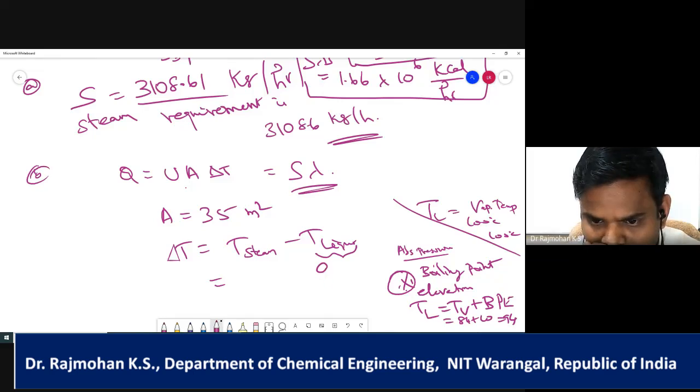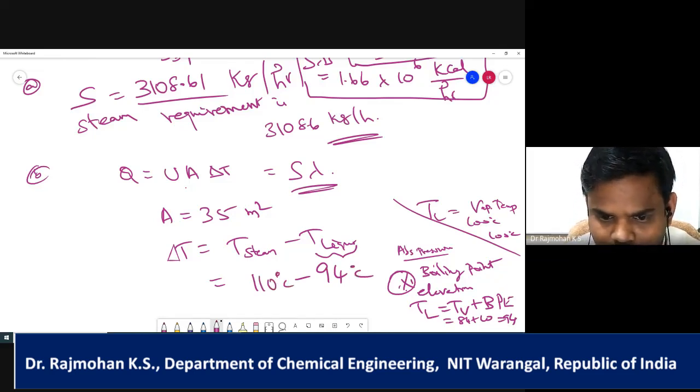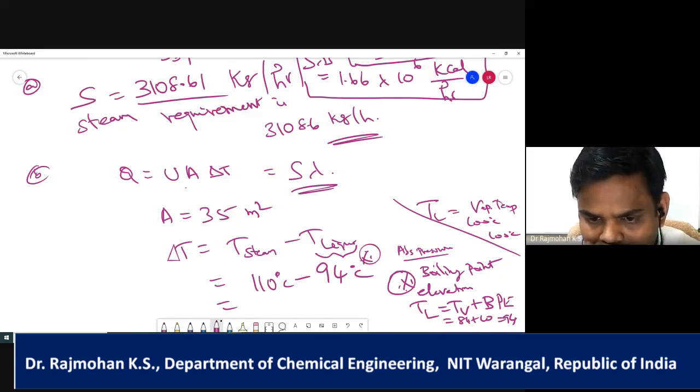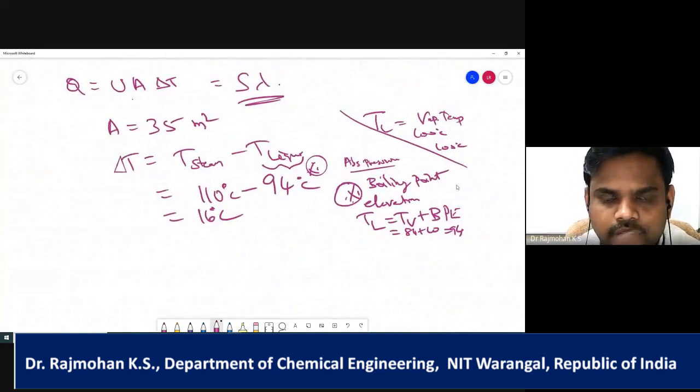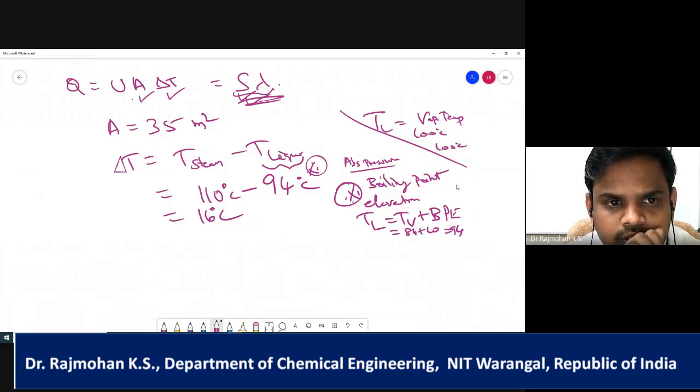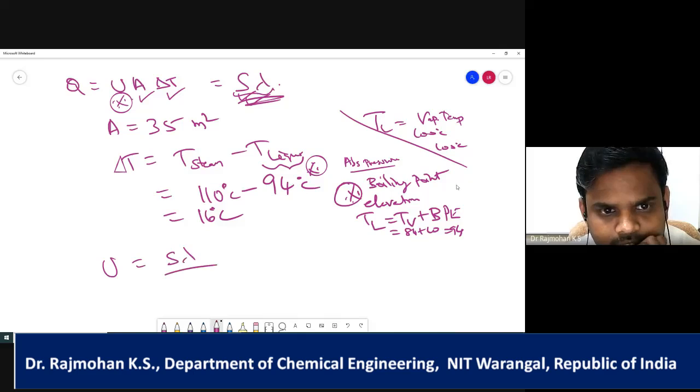So temperature of the liquid is 94. Steam is available at a temperature of 110 degrees Celsius, right? So this is important. This is the difference between previous problem and this problem. So what is the value? 16 degrees Celsius. Okay, so we have Q. Now A is known, delta T is known, S into lambda is known. So the only unknown parameter is U. So U equals S lambda divided by A delta T.